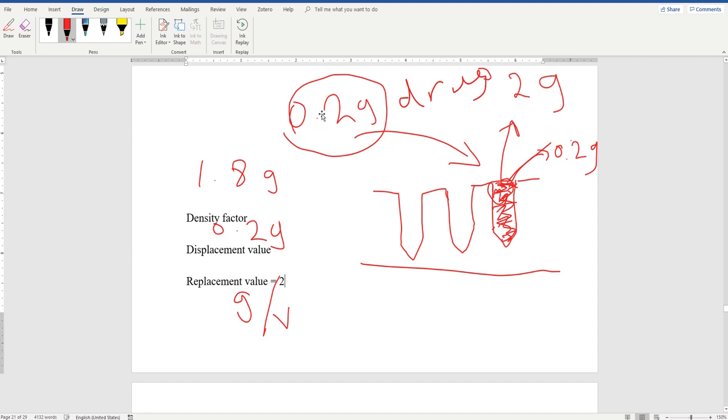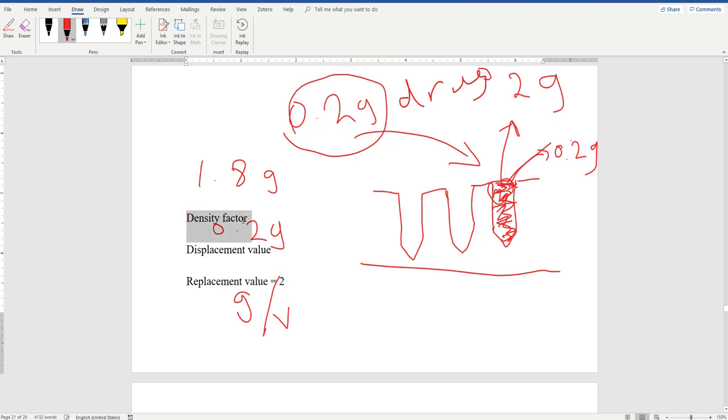We said that if 0.2 grams displaces 0.1 gram from the base, then the displacement value will be equal to 0.2 divided by 0.1. So how can we do this calculation and know the displacement value? We will not discuss it in this topic. It's not difficult, and you may have it in the lab, but we will consider here that you have the displacement value, or density factor, or replacement value.